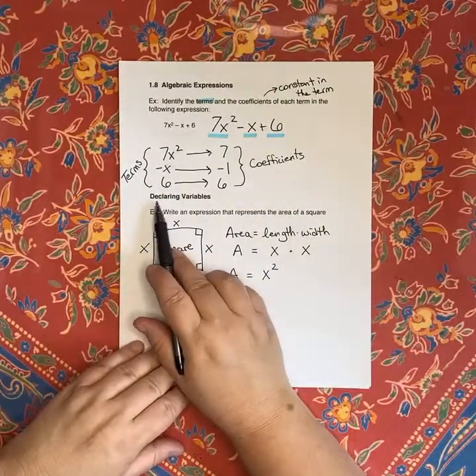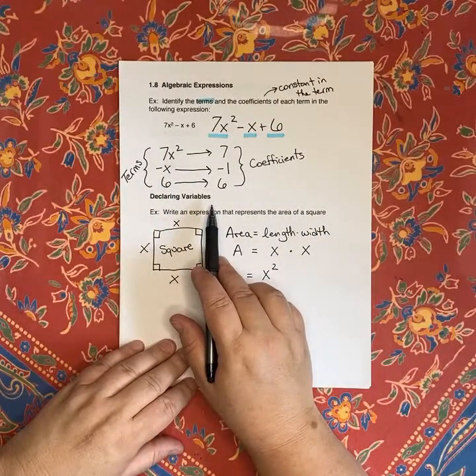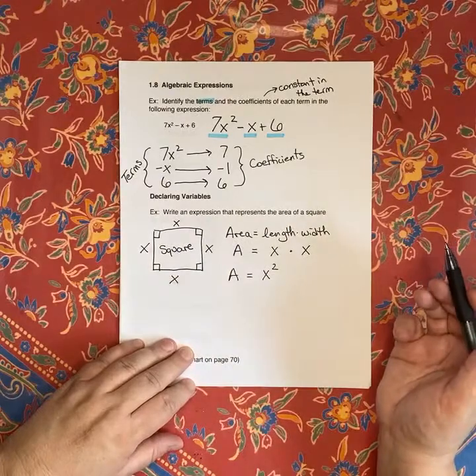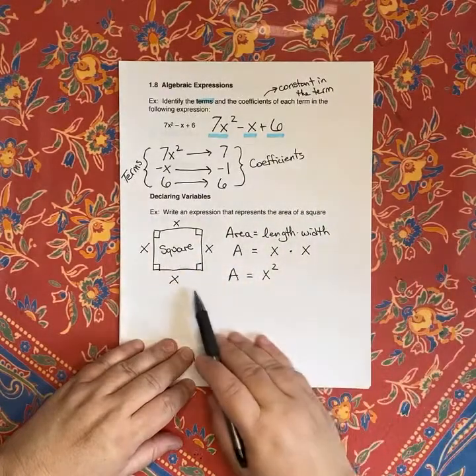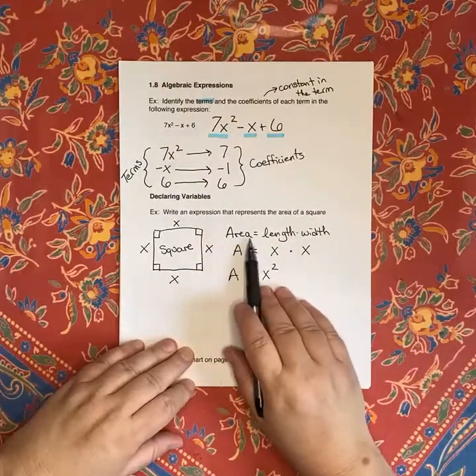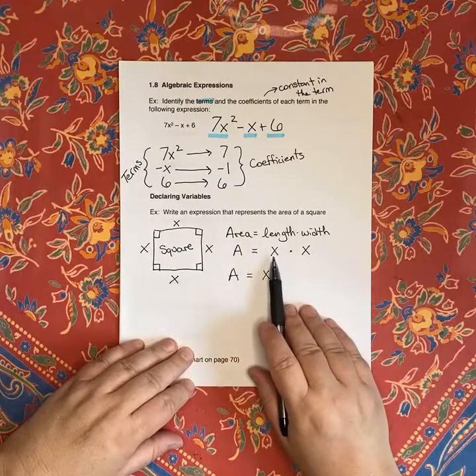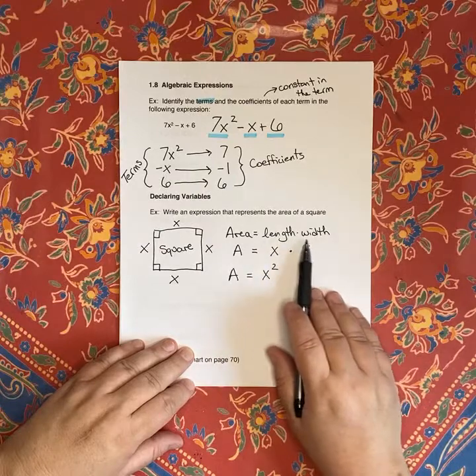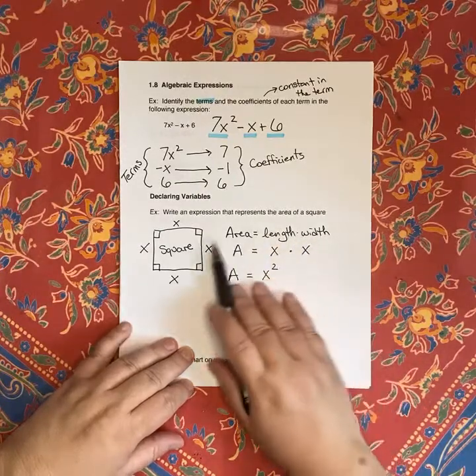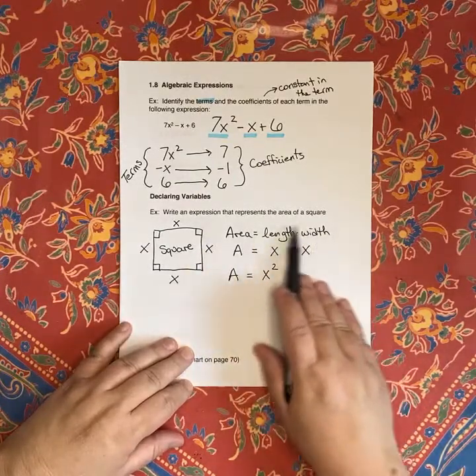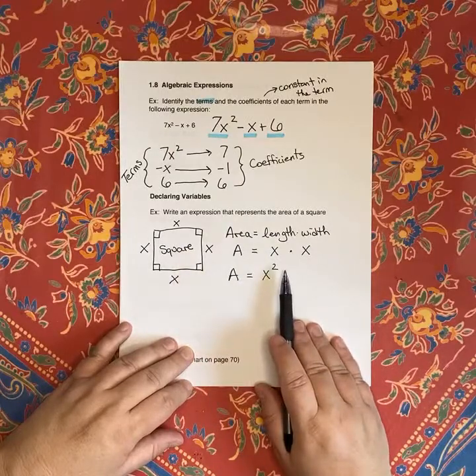But what is the declaring variables part? Well, here's the thing. If you were to read my work, I think it's very clear. Capital A stands for area, and X is going to represent the length and the width. So I think someone reading this would catch on to what is going on.